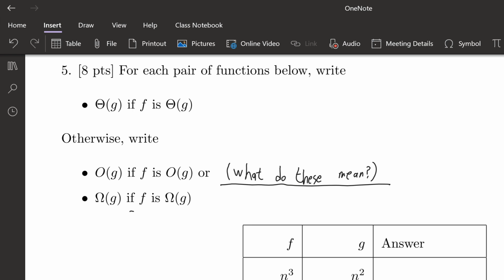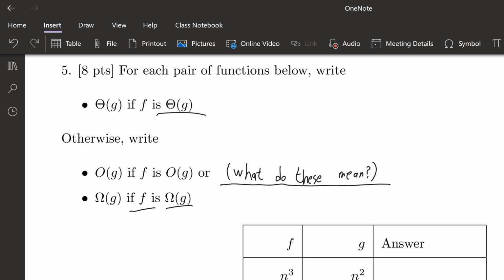Likewise, if F is big omega of G, what does that mean? F is an upper bound of G. Yeah, F would be an upper bound of G, or G is a lower bound on F, right? And neither of these are strict. And so if something is big O and big omega, what does that mean? It's theta. It means it's theta.